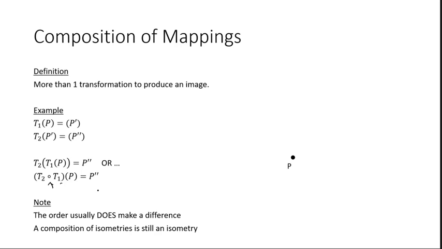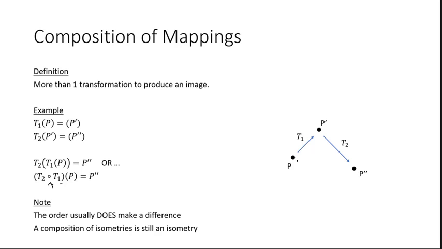Let's take a look at an example. Here we have point P. If we translate it over here with T1, translation 1, that takes you to P prime. And let's say we do our second translation to take you down to here, that takes you to P double prime. So this picture is a picture of what we saw over here with the notation. We do translation 1 followed by translation 2, that takes you to P double prime.